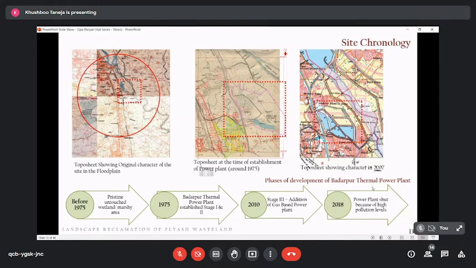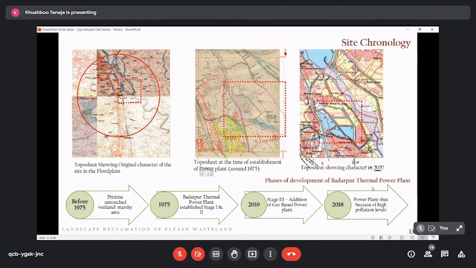Site chronology: this was approximately before this pristine land was touched. There were water bodies on it. There were lakes. So obviously these guys got an already made lake, and they started dumping everything in that lake. So it started from there in 1975.